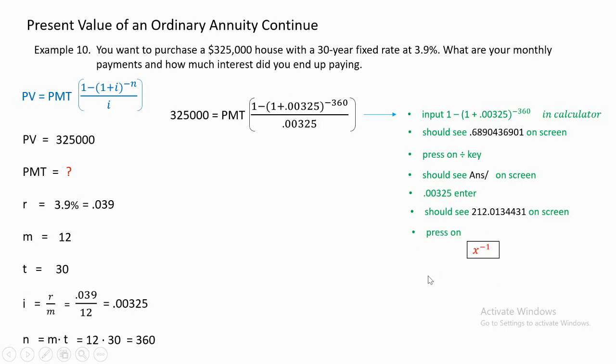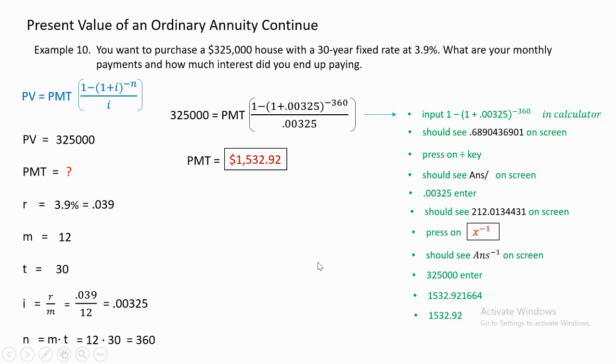Then you're going to press the inverse key, right? Then this is what you should see. Then you're going to put 325,000, enter, and it gives you your monthly payments. Round it to the nearest penny. It's going to be something like $1,532.92. That's your monthly payment.